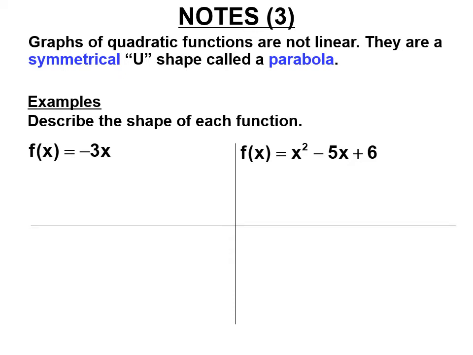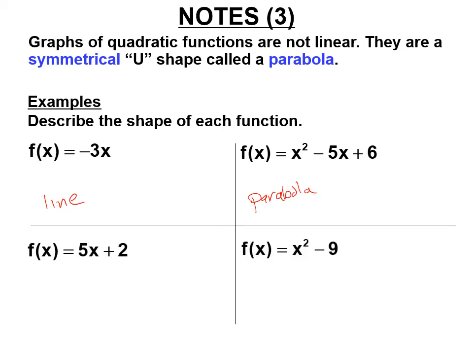Okay. So describe the shape of each of these functions. Well, the one on the left is a line because it's linear. The one on the right is a parabola because it's quadratic. So the one on the left again is a line because it's linear, x to the first power. The one on the right will be a parabola because it's a quadratic function. P-A-R-A-B-O-L-A, parabola.